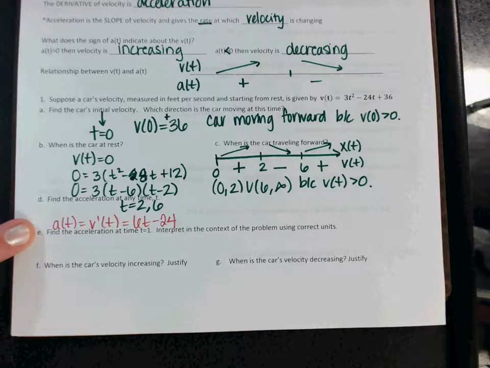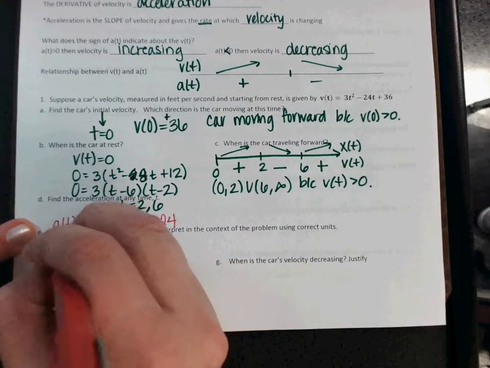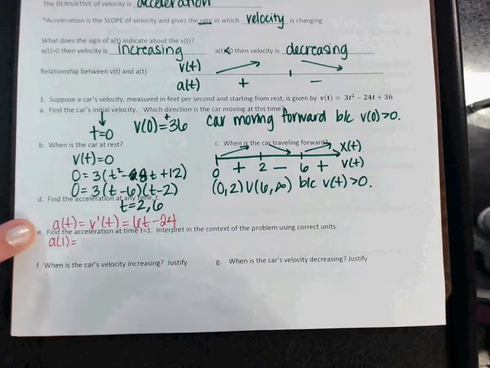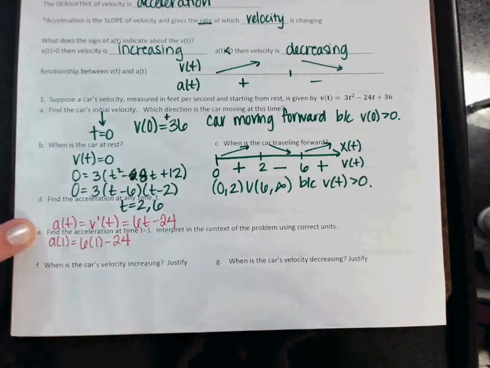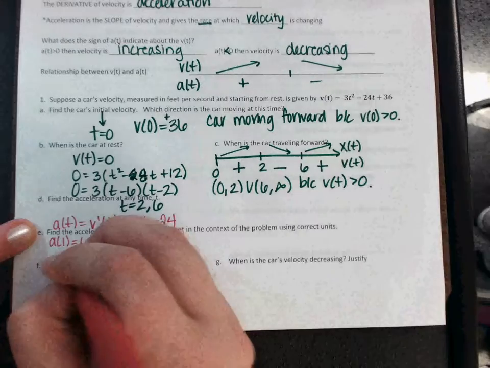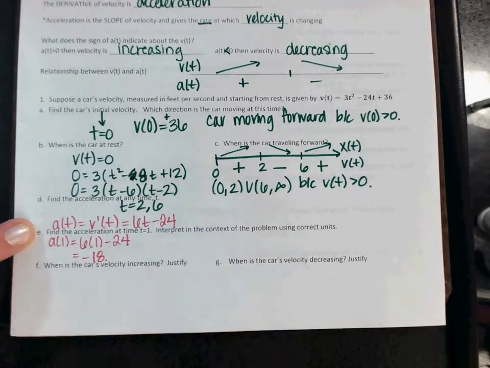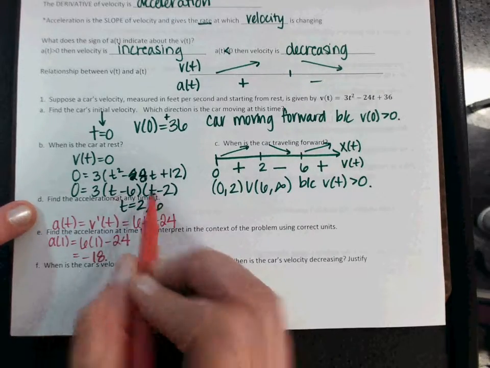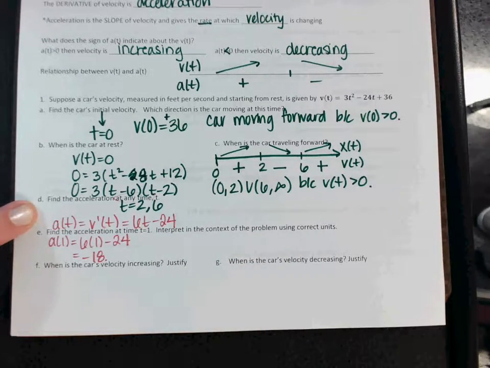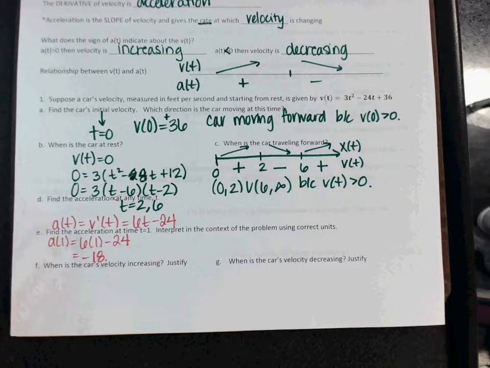Then in part E it says find the acceleration at 1. Well, then what do I need to do? Plug in 1. Well, then I get 6 times 1, which is still 6 minus 24. So I get negative 18. Yes, because it says at any time, so that means like an equation, basically. Okay, so then it says interpret in the context of the problem using correct units.